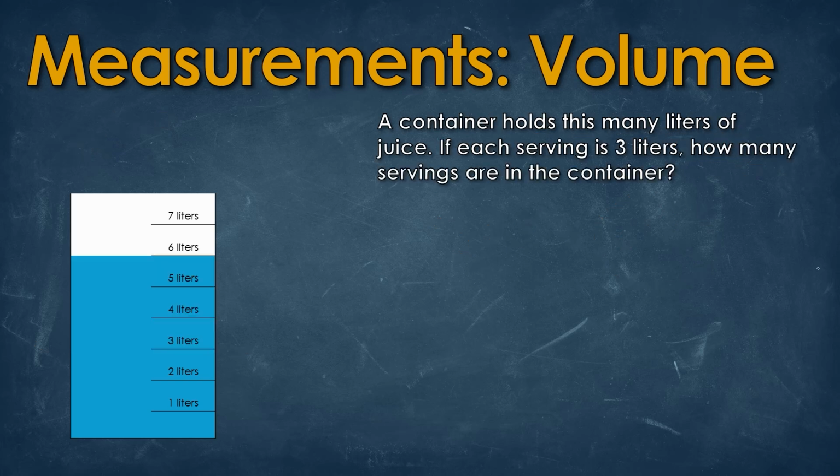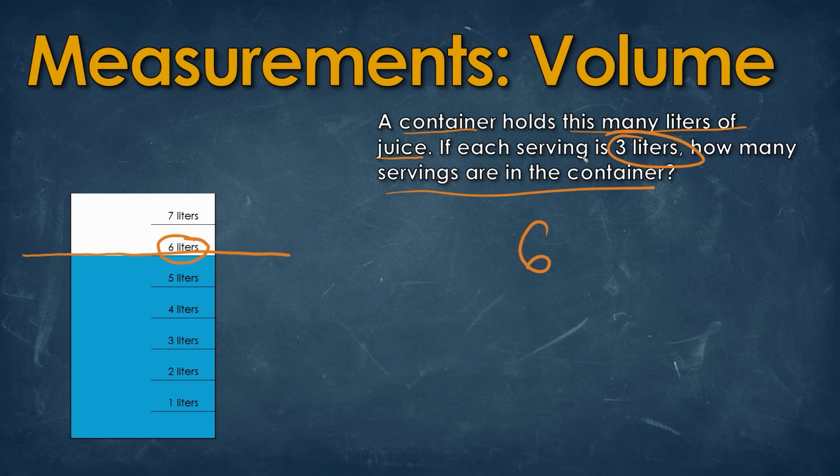Let's try another example. If we read this, it says a container holds this many liters of juice. If each serving is 3 liters, how many servings are in the container? Okay, so we know we're going to divide. Let's see how many liters we have. If we look over here on our left, put a line through it, we see that it falls directly within 6. So we have 6 liters here.